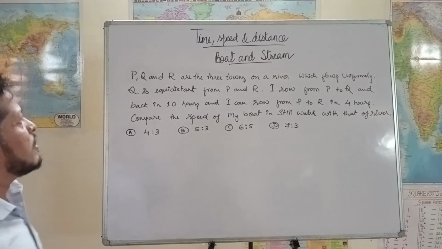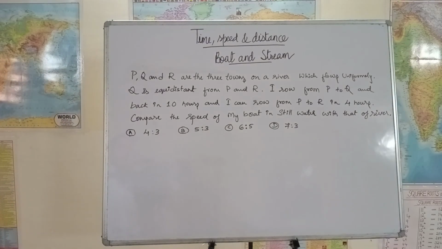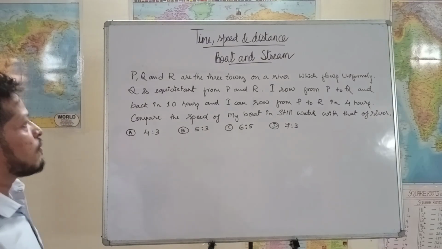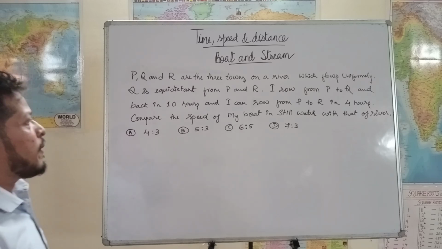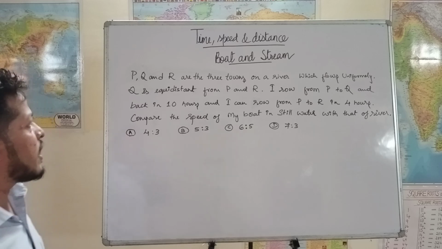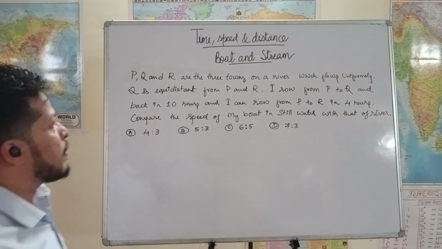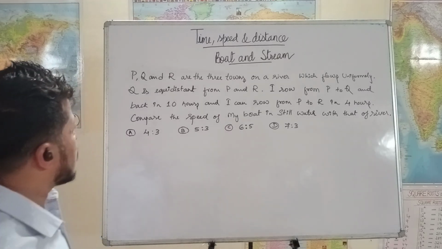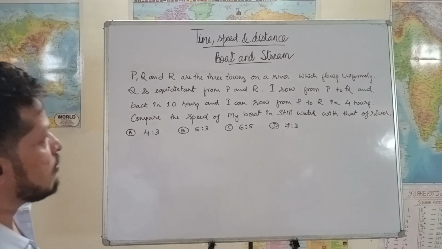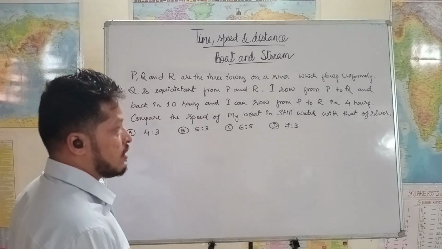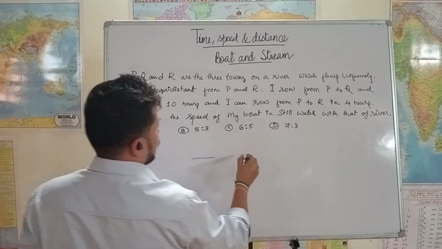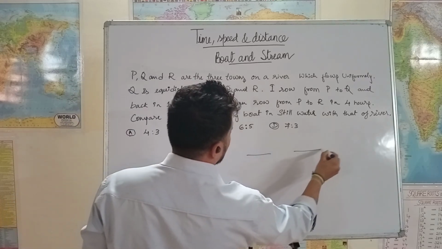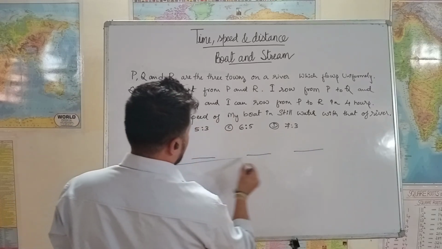Okay, we have a question here. P, Q and R are 3 towns on a river which flows uniformly. Q is equidistant from P and R. I row from P to Q and come back in 10 hours, and I can row from P to R in 4 hours. Compare the speed of my boat in still water with that of river. See what they are saying is, these 3 towns, 1, 2, 3 on a river side.